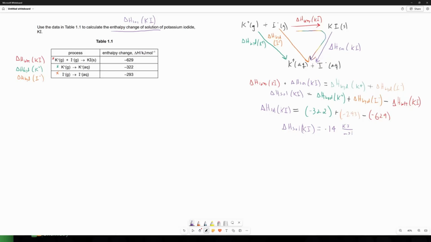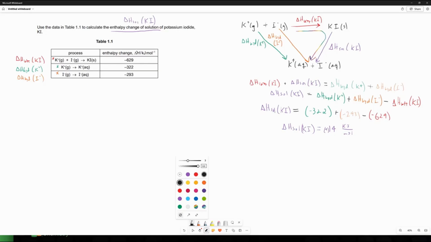And this will be positive. You don't need to put the plus sign, but it does sometimes help to put that plus sign there. All right, so that's all from the Hess cycle. So how would this look if it was an energy level diagram? Well, if this is an energy level diagram, we have to realize something.